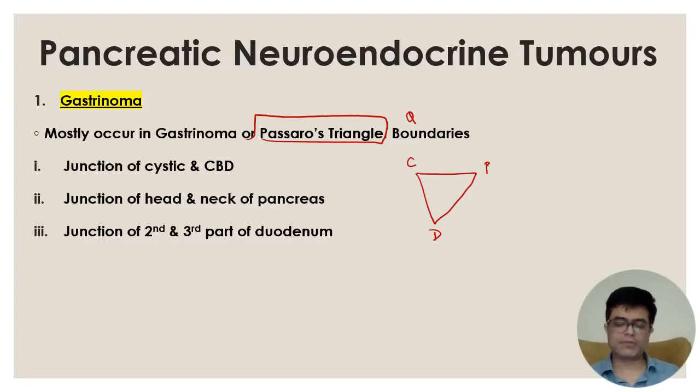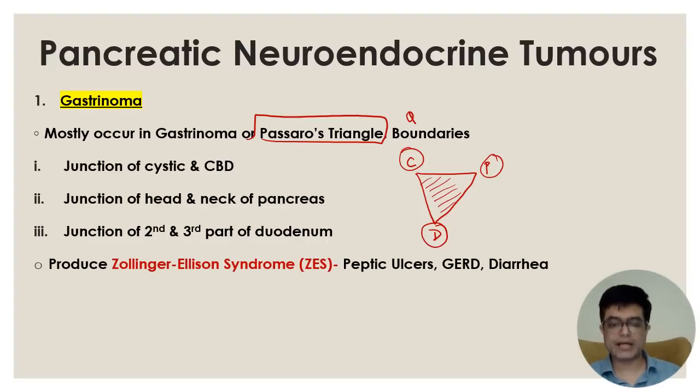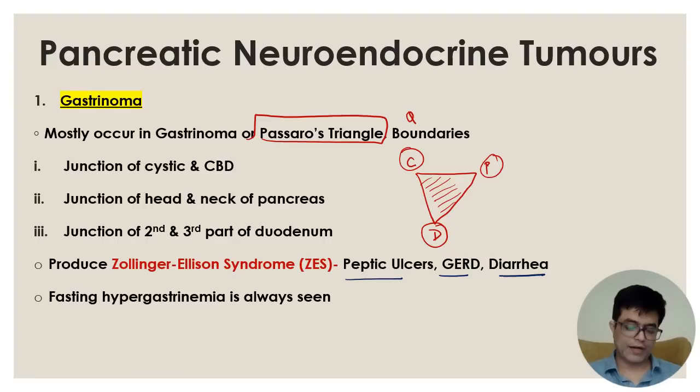So cystic and common bile duct here, then pancreatic head and neck body here, and second and third part of duodenum here. This is the site where maximum gastrinomas tend to occur. Gastrinomas are characterized by increased production of gastrin that will produce Zollinger-Ellison syndrome, and the patient will have peptic ulcer, GERD, and diarrhea. And fasting hypergastrinemia will always be present. Fasting levels of gastrin are elevated.